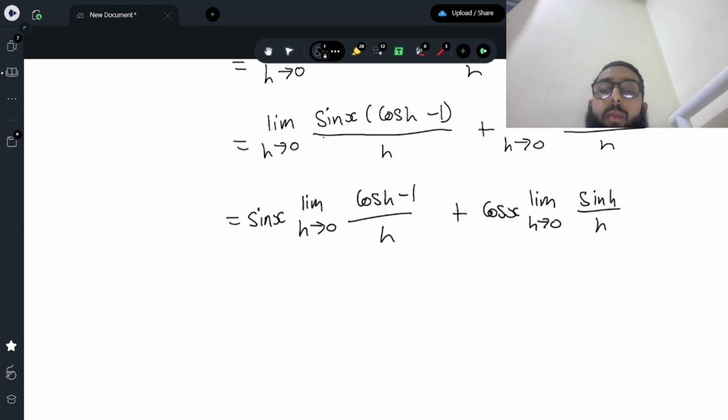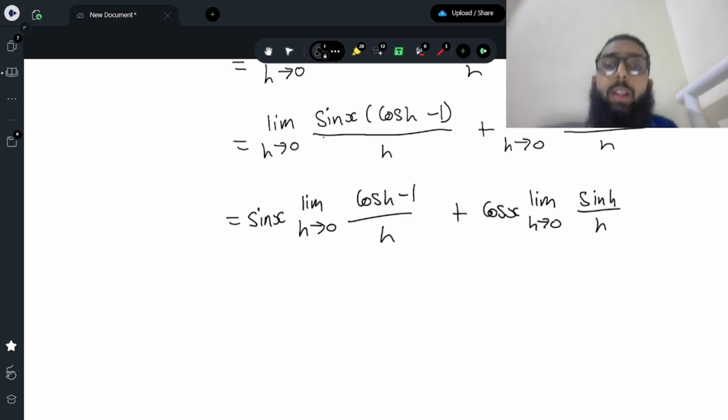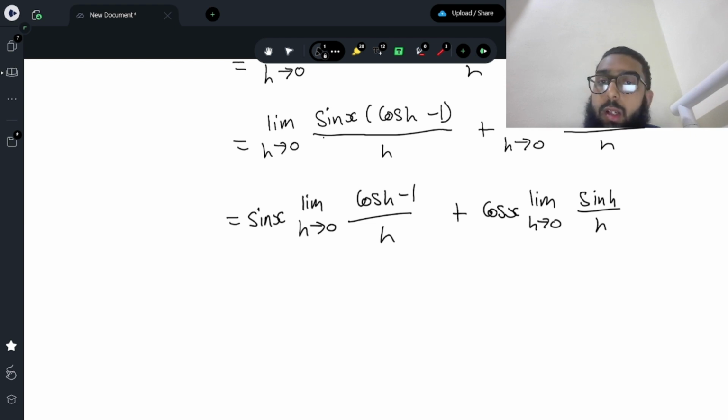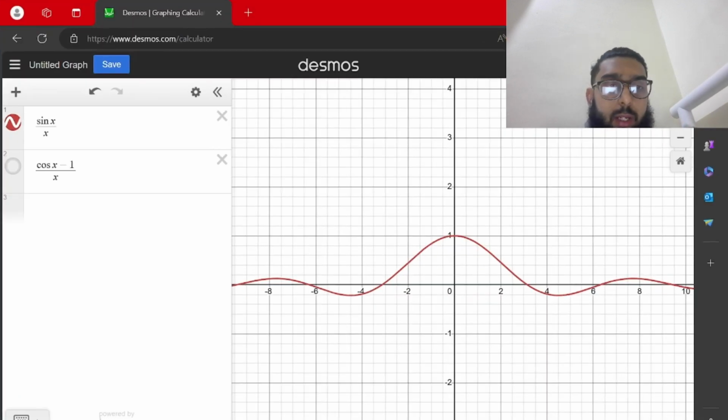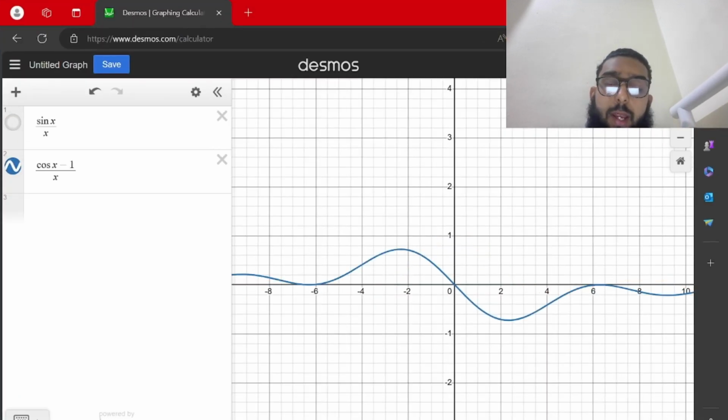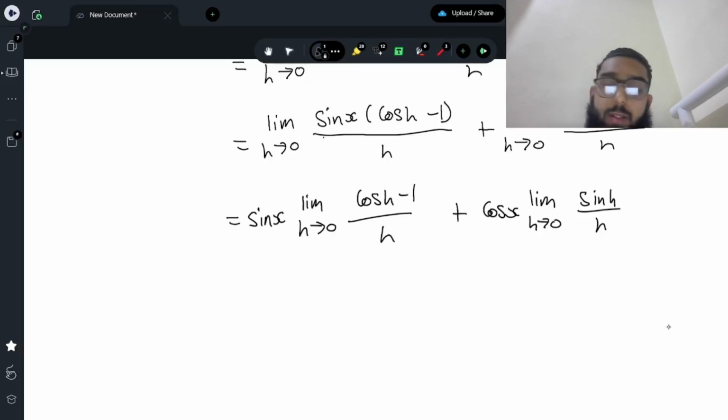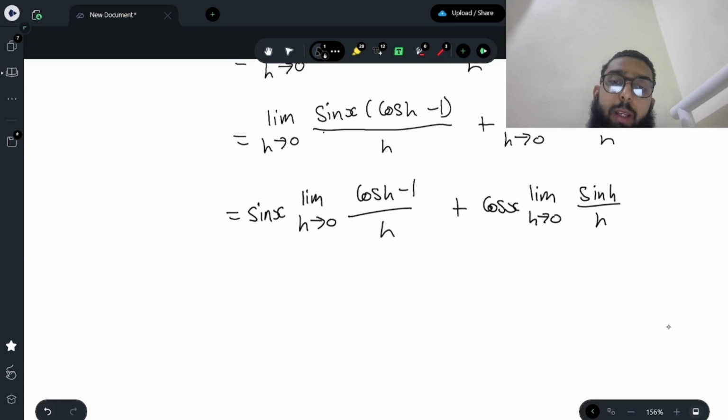Now, if we think about it, as h approaches 0, what is cos h minus 1 over h? We can do some tricky algebra and manipulation here, but I don't really want to go too far into that, so I shall show you something instead. So this cos h minus 1 over h, as h approaches 0, what value does that give us? Well, I've plotted it here on Desmos, and as we can see, it approaches 0. Now, I know it's not a rigorous proof, but just accept that because it's a little too complicated to explain.